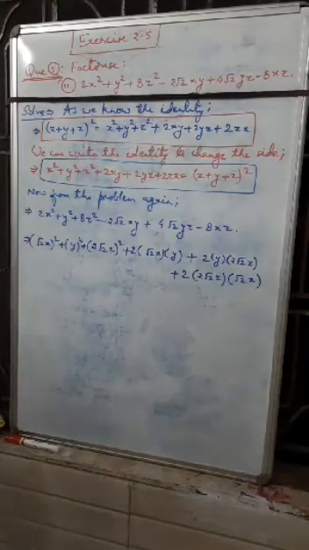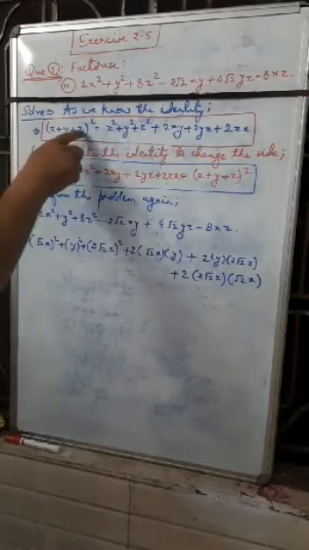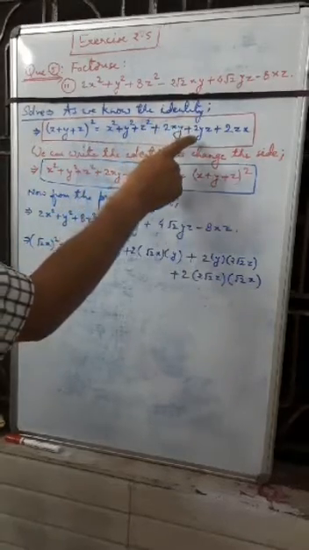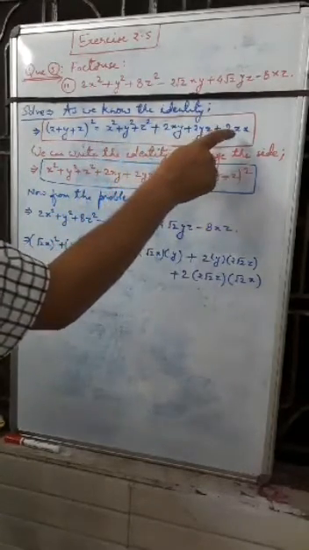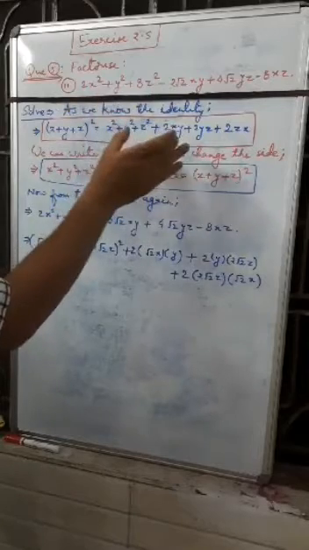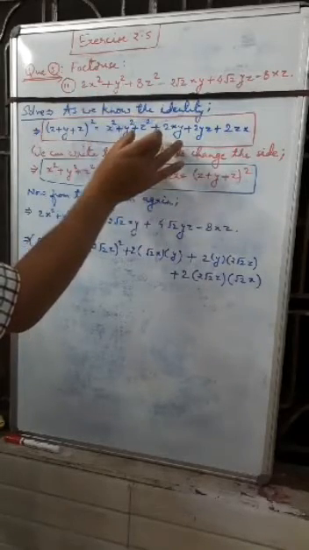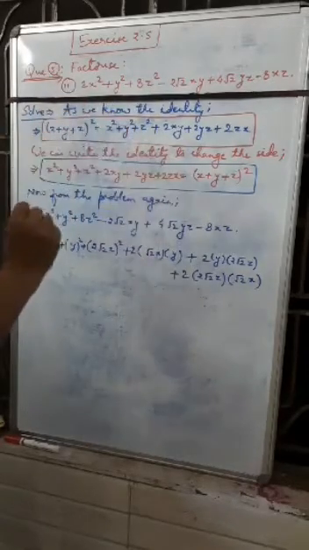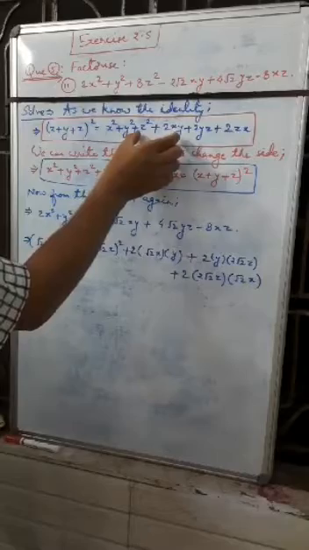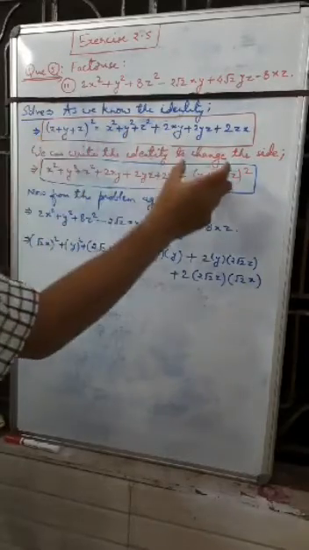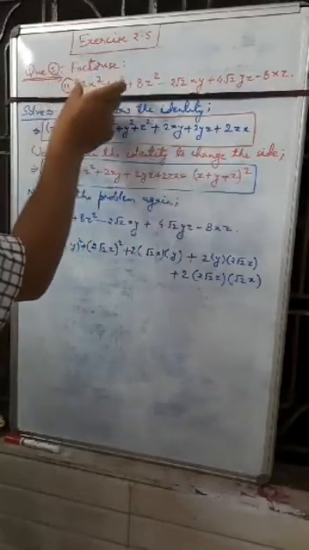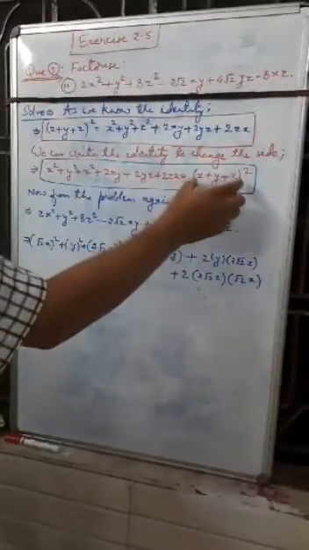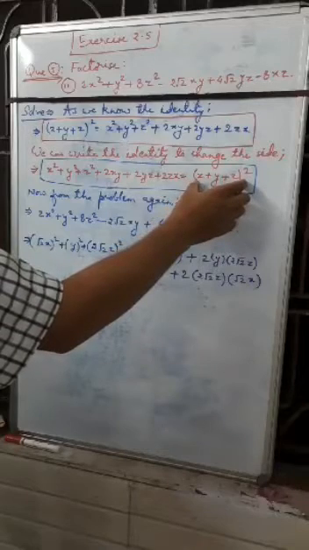So as we know, the identity x plus y plus z whole square is equal to x square plus y square plus z square plus 2xy plus 2yz plus 2zx. So we can reverse the sides, the left hand side can be converted into right hand side, or right hand side can be converted into left hand side. So we can write this here, because we have to factorize this whole equation into the form of x plus y plus z whole square.